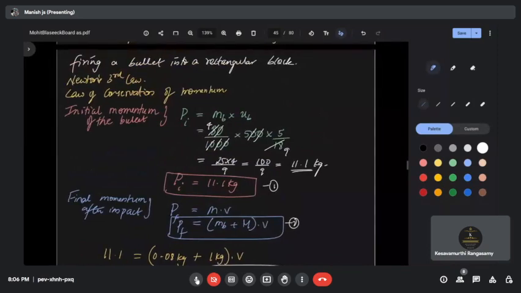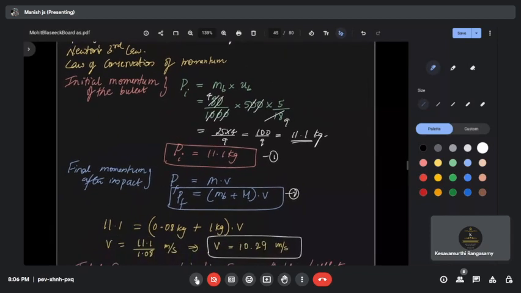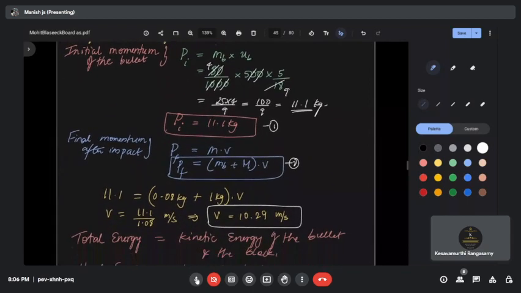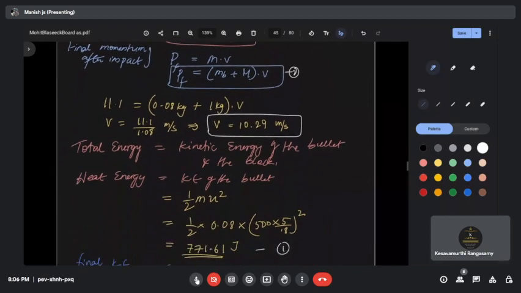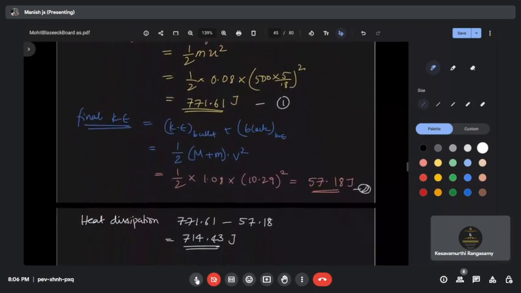Okay, so we'll have a quick recap. Here, when a bullet is being shot into a rectangular wooden block, the question was how much energy is being dissipated as heat. So we find out by applying the law of conservation of momentum along with Newton's third law. You find out the final velocity, which is 10.29. Then we find the total energy as 771.6, which is purely due to the kinetic energy of the bullet.